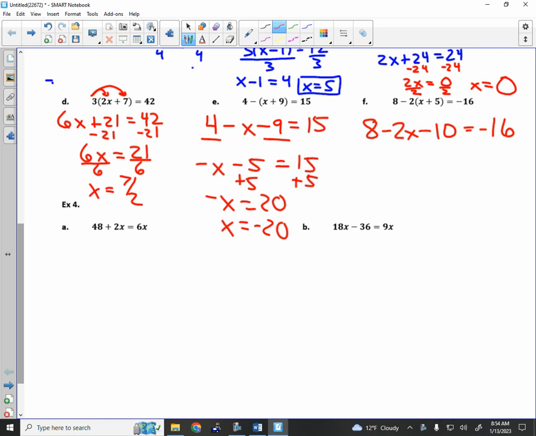Combine your like terms. We have 8 and negative 10 make negative 2. Add the 2 to both sides, and we get negative 14. Divide by negative 2, x is 7.